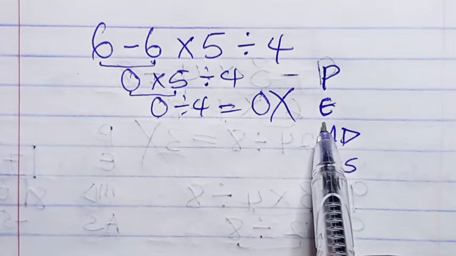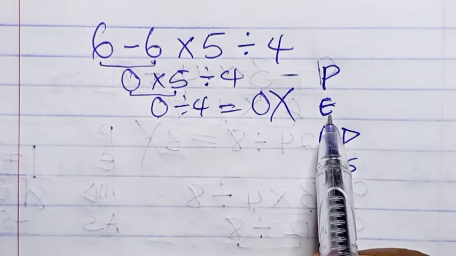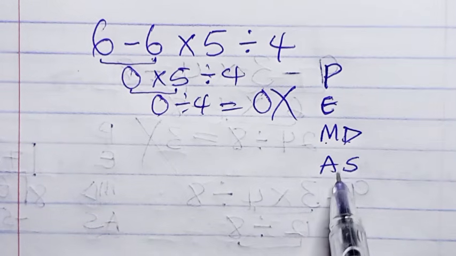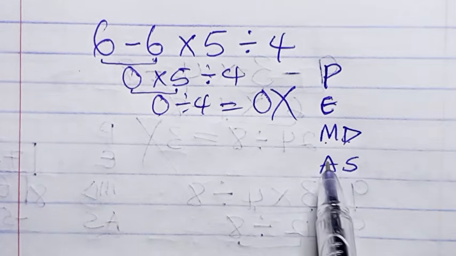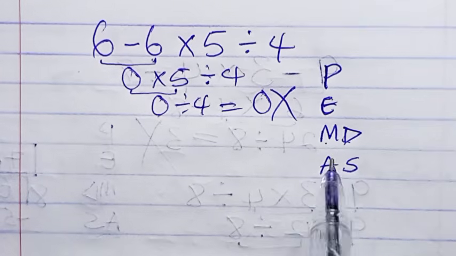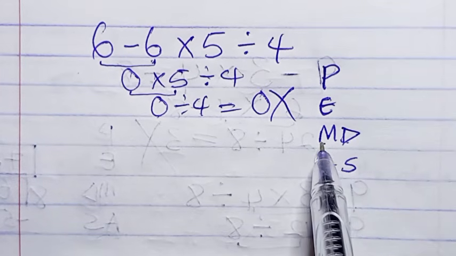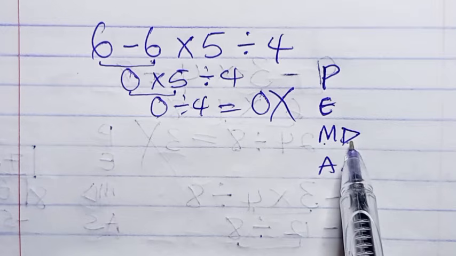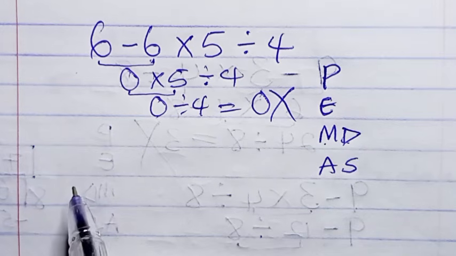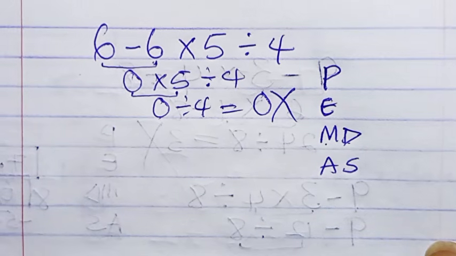PEMDAS says parentheses, exponent, multiplication, division, addition, and subtraction. So we follow the rules from left to right. If you meet multiplication first, you do it first. If you meet division first, you do it first. Whatever comes first, you have to follow the rules left to right.